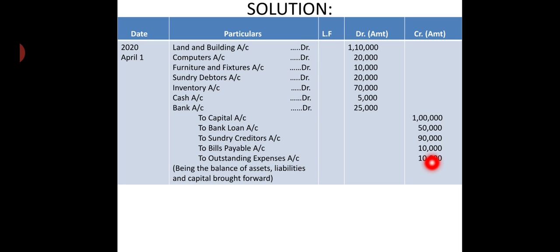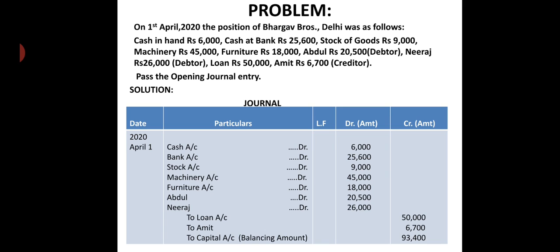Doing this, if you make a total of debit side and credit side, you will find out that it will be equal. It should be equal, because assets is equal to capital plus liability. That equation we know very well. So after doing this, you can write the narration being the balance of asset, liability and capital brought forward. This is a very simple problem. Let us move to the next level of problem.